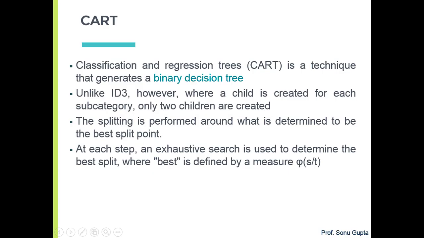Hello. In the last lecture, we had seen how to create a decision tree using the ID3 algorithm. Here we'll see using CART. What is CART? CART is an algorithm which creates classification and regression trees. It creates only binary decision trees. If you remember, in ID3 you had a tree which could have three branches coming out from a node, for example in the case of Outlook, whereas in CART you will have only two branches coming out from every node.